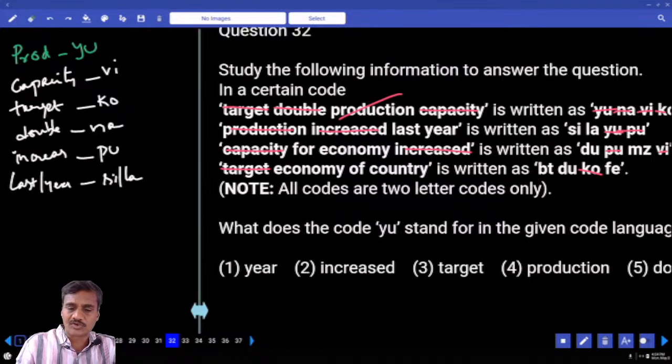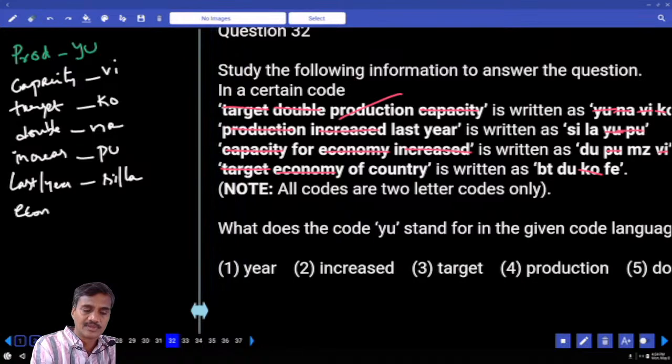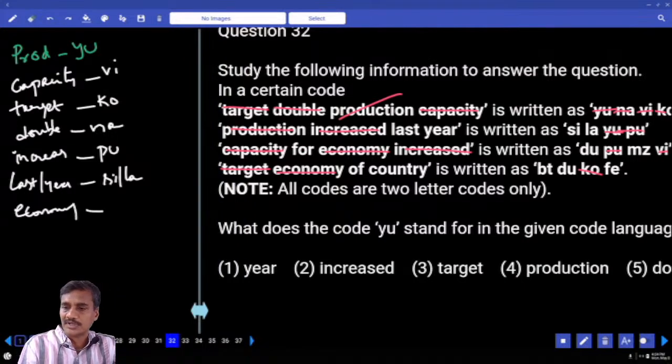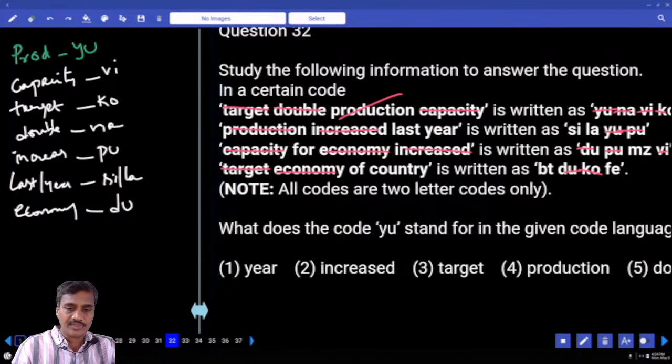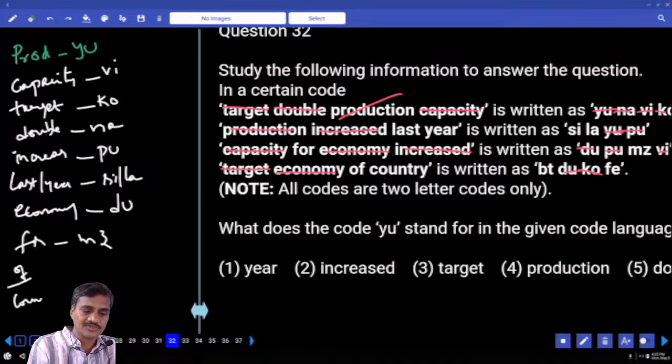Then for and economy. Economy is the word that is common between third and fourth, and the code we have for this one is DU. The code for economy is DU. Then in this one, fur. The code for fur is MJ. And off and country are the two words that are left over, isn't it? And what is the code? BT, FT and any other.